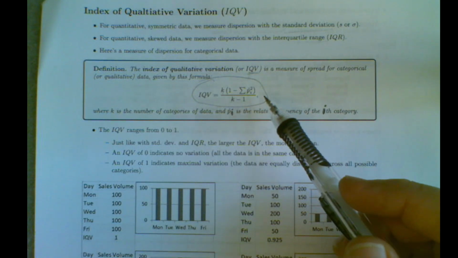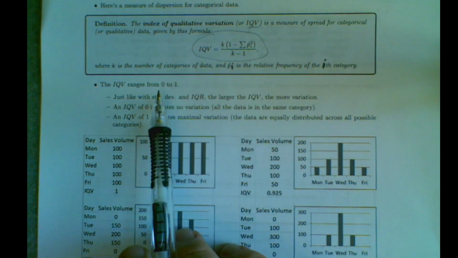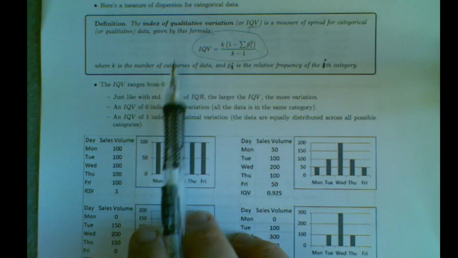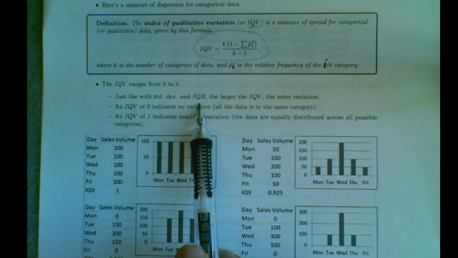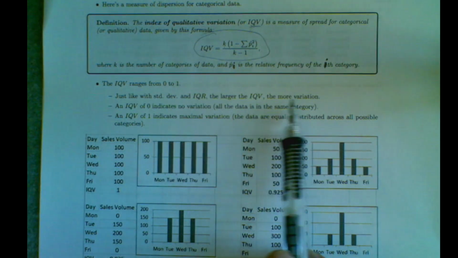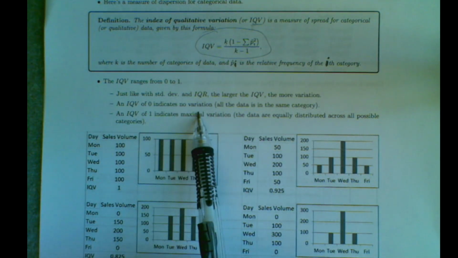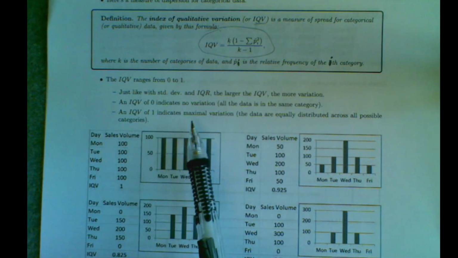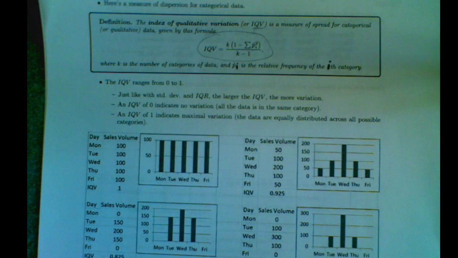Let's just talk a little bit about the IQV. The IQV is going to range from 0 to 1. So the smallest the IQV can ever be is 0, and the largest the IQV can ever be is 1. Just like with the standard deviation and the IQR, the larger the IQV, the more variation. So an IQV of 0 would indicate no variation at all. All the data is in the same category. And an IQV of 1 would indicate maximal variation. So the data are equally distributed across all possible categories.